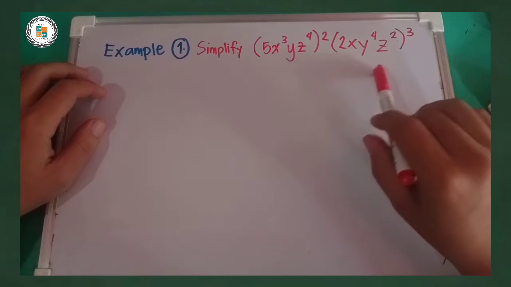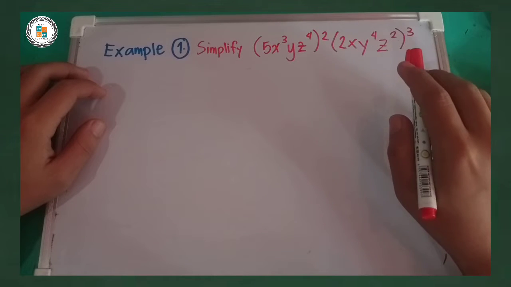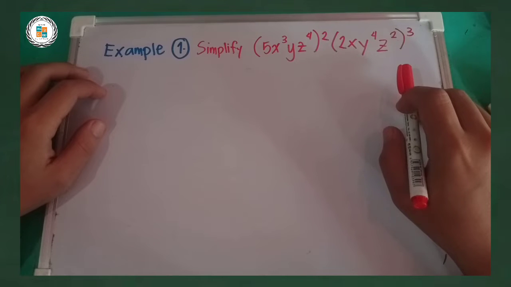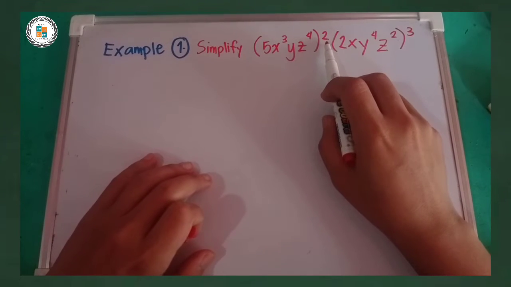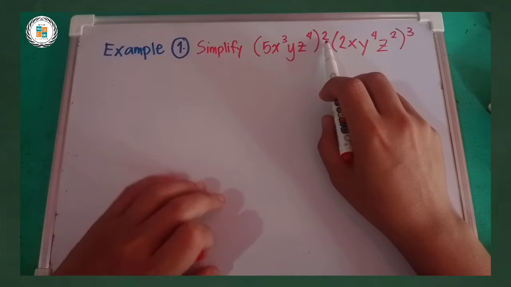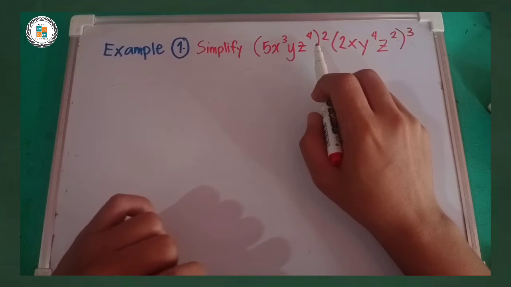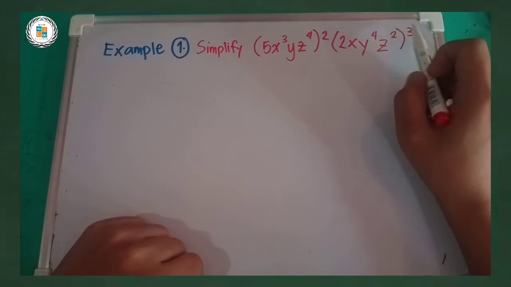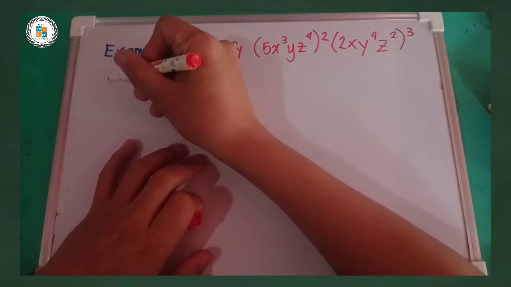Now, first thing we can do in this expression is to apply the power of a product. Do you still remember the power of a product rule? It says that the exponent outside, we multiply it by each exponent inside. So the exponent outside, we multiply it by each exponent inside. Okay, so this is what happens.